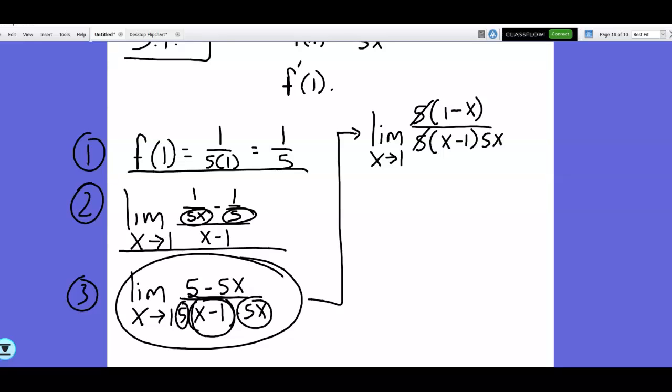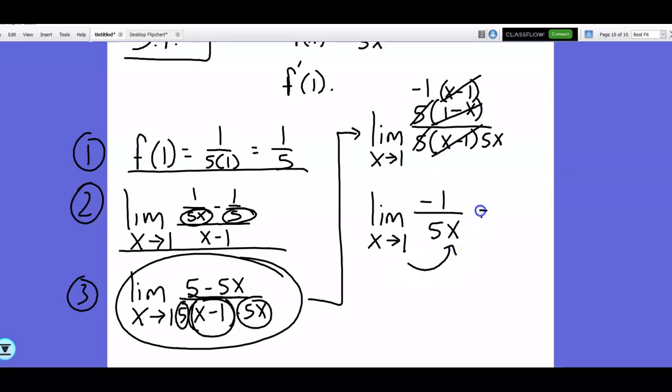And as I told you guys before, we can go ahead and change this one around if you want to. Just make sure you put a -1 in front of it if you are going to do that. And now we can cancel those out. So now we have the limit as x approaches 1 of -1 over 5x. And then from there, we're going to go ahead and plug in our number. And we end up with -1/5 as our final answer there.